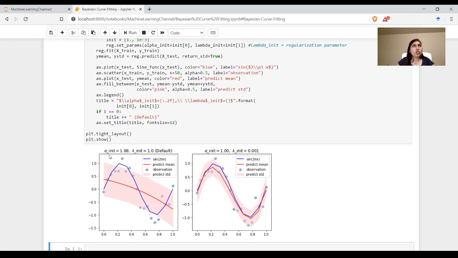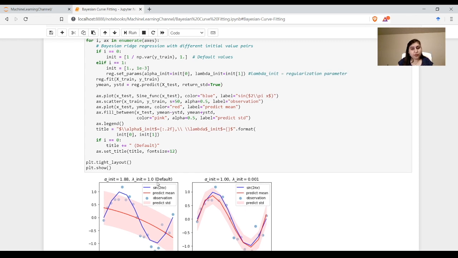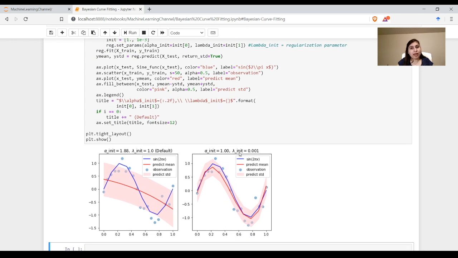Alpha represents the precision of the weights, and in this case I'm initializing alpha as equal to the precision of the target variable, which is 1 by variance of the target variable, and lambda is equal to 1. In this case alpha is equal to 1 and lambda is equal to 0.001. I'll discuss these two in a couple of minutes. But before that, I just want to point out that these blue dots represent the training data points. This is a sine function which the model has to learn.